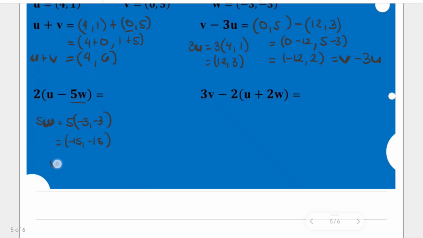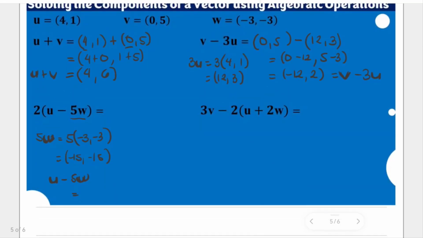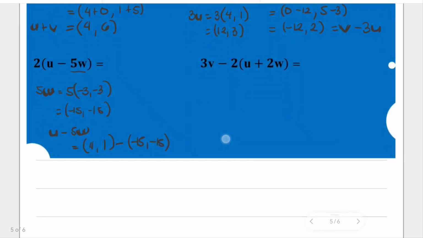Next is for our u minus 5w. Our u is 4, 1, minus this result here, -15, -15, which will give us this form: 4 minus -15, comma, 1 minus -15. So you will have the result, which is 4 plus 15, that's 19, and 1 plus 15, that's 16.